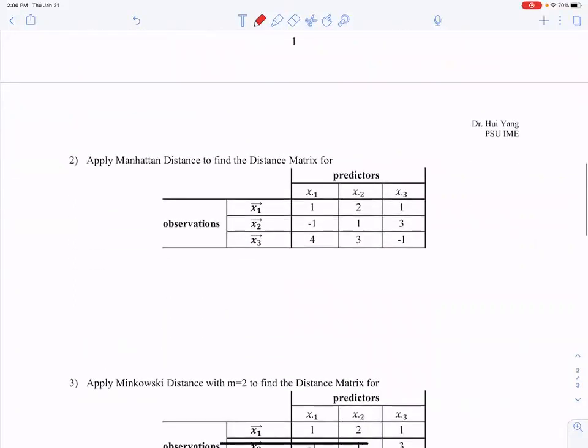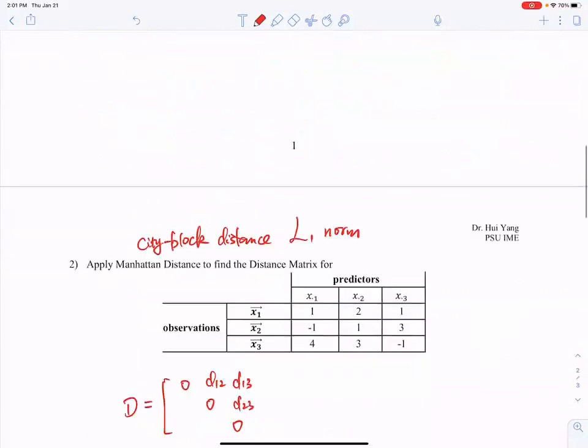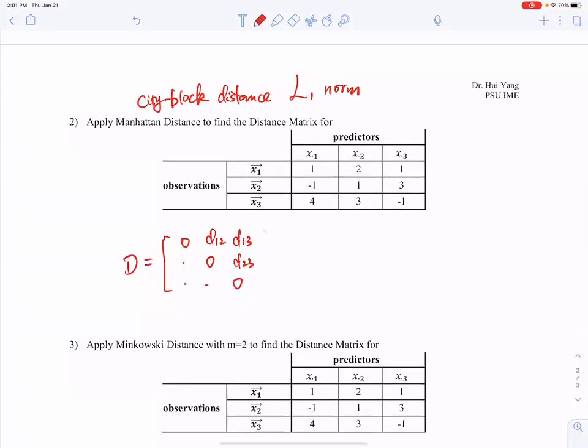Okay. Now, the Manhattan distance is also called city block distance. The only difference is this one is the L1 norm. We're going to take the absolute value. So now let's still do the distance matrix. This is 0, 0, 0 on the diagonal, then D12, D13, D23. These are symmetric.